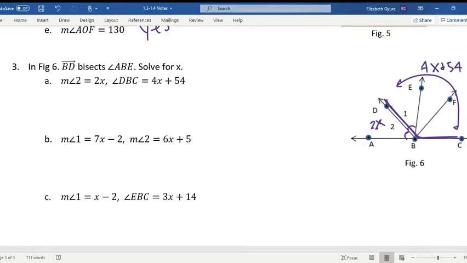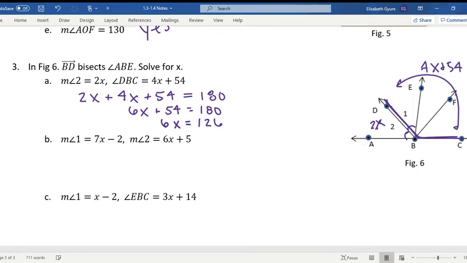So what we're going to do here is use our segment addition postulate. We know that angle ABC is a straight angle, which means the sum of these two angles is going to have to be 180 degrees. So we're going to do 2x plus 4x plus 54 equals 180. Combine your like terms, 6x plus 54 equals 180. Subtract, and 6x will equal 126. Then divide, and you should get that x equals 21. And it just said to solve for x, so we don't need to plug that back into anything.